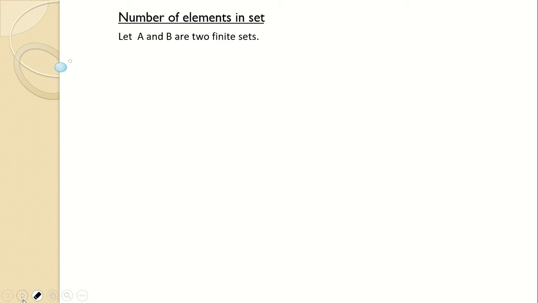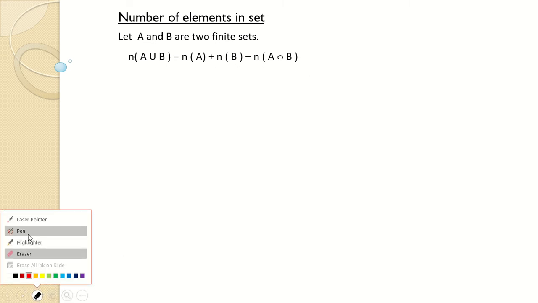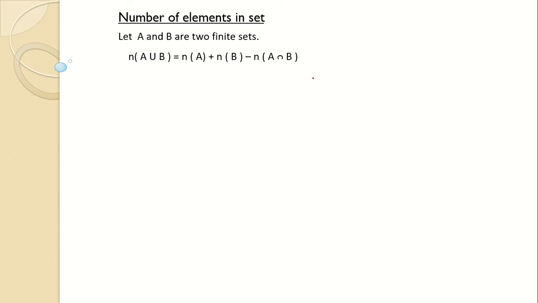Let A and B be two finite sets. We have learned a definition of finite. What are finite sets? It means they have limited or countable elements. So for finite sets we can use this formula: n of A union B is equal to n of A plus n of B minus n of A intersection B. Now this same formula, in the board problem, whatever your need is, accordingly you can change.